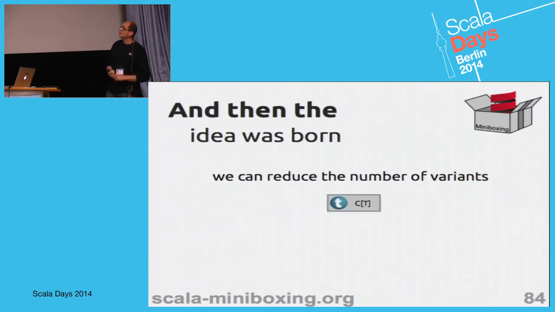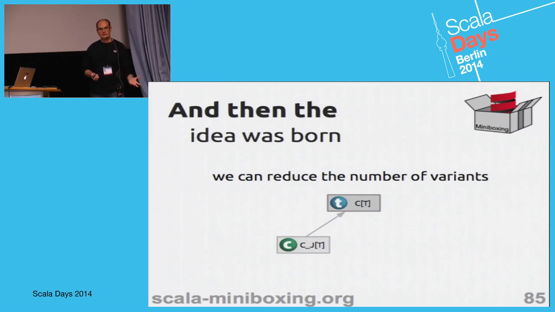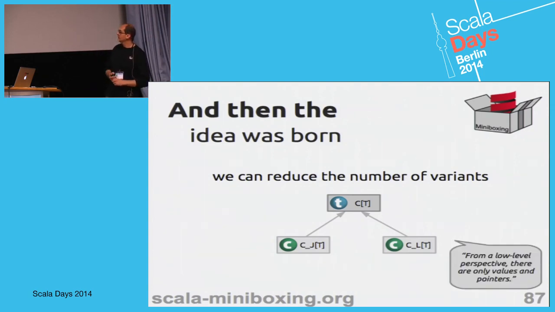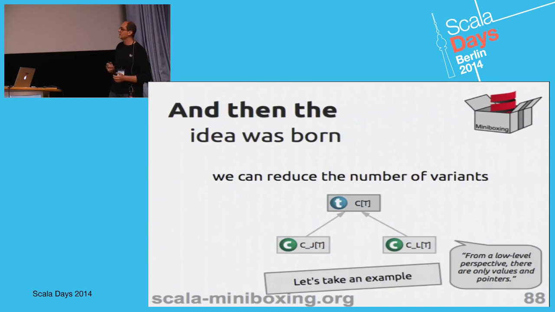Now, with this, we can reduce the number of variants. So you have one variant for values with this encoding and one for objects. Therefore, just two of them. And this is exactly what Miguel was saying. From a low-level perspective, there are only values and pointers. We have one for values and one for pointers.